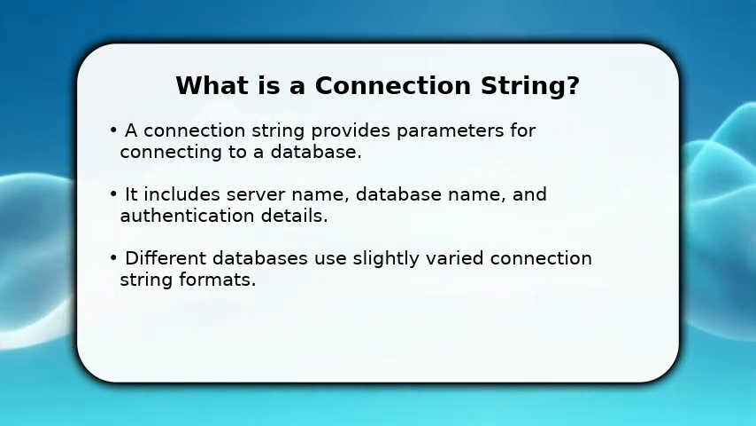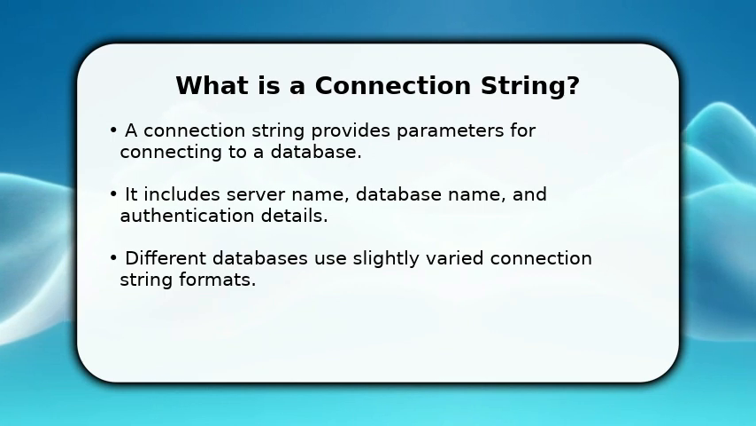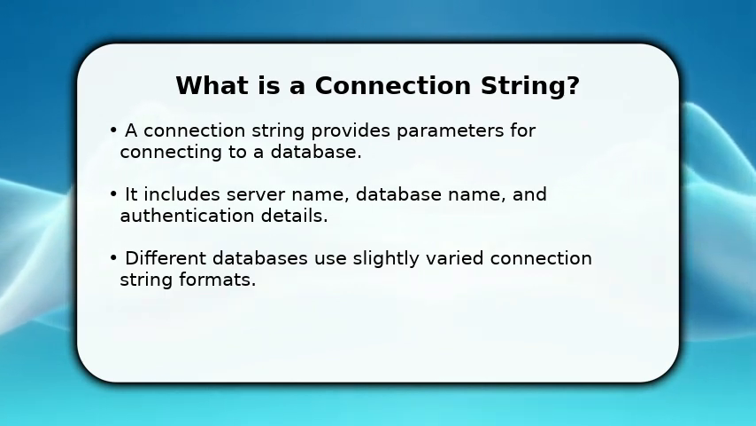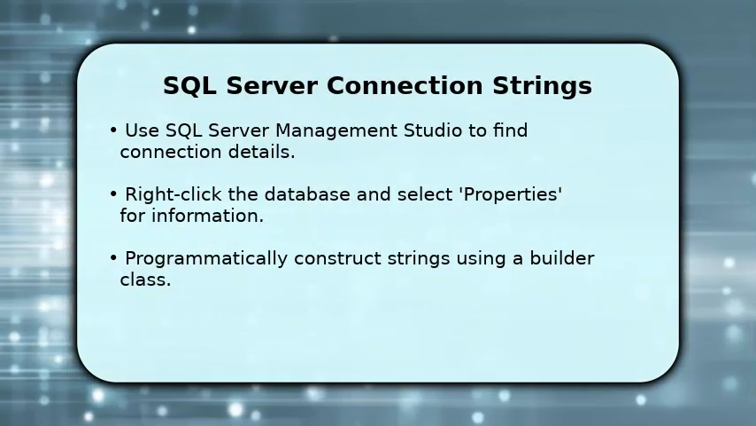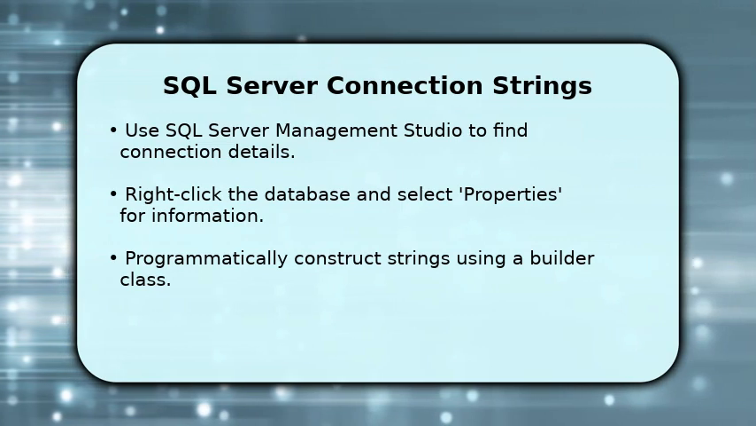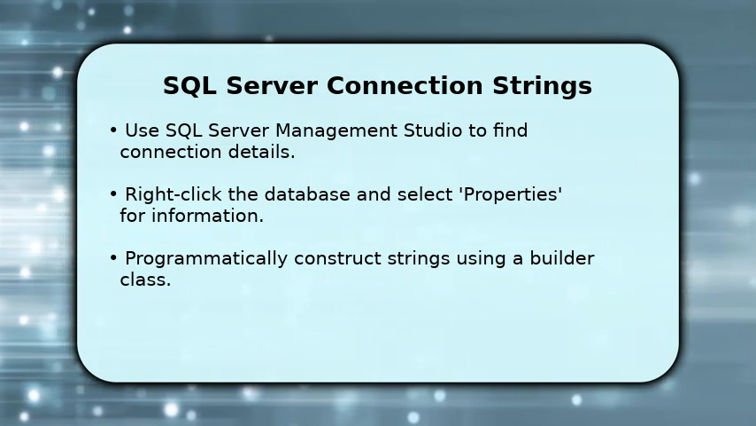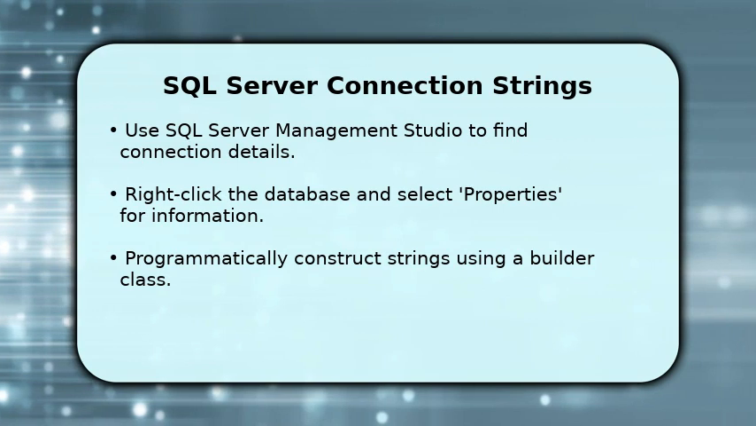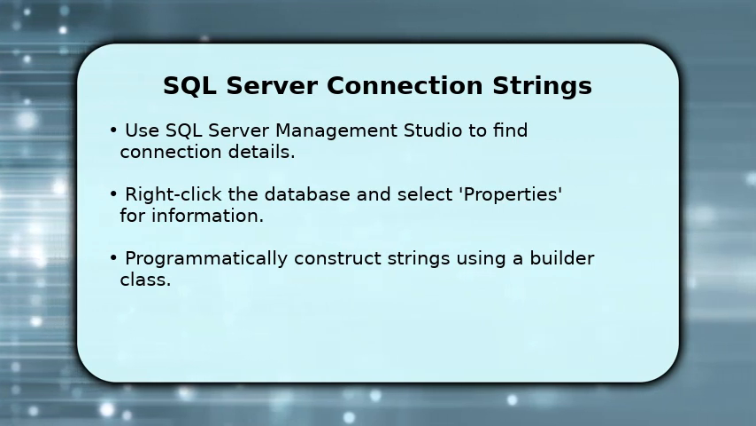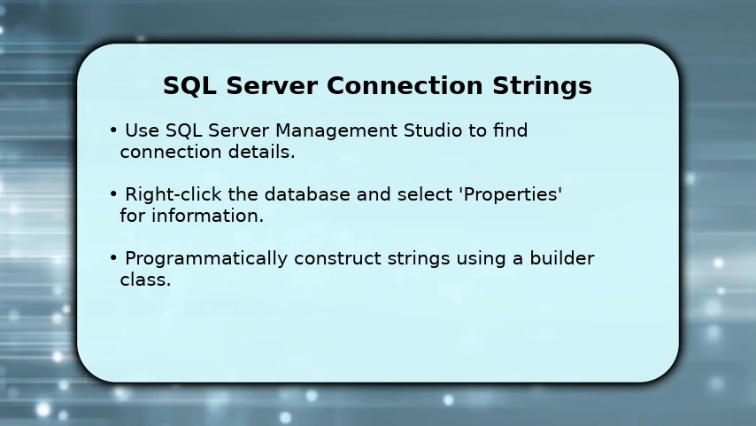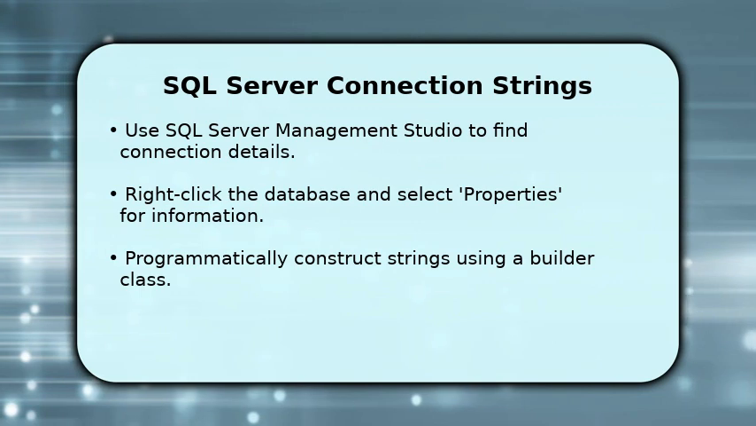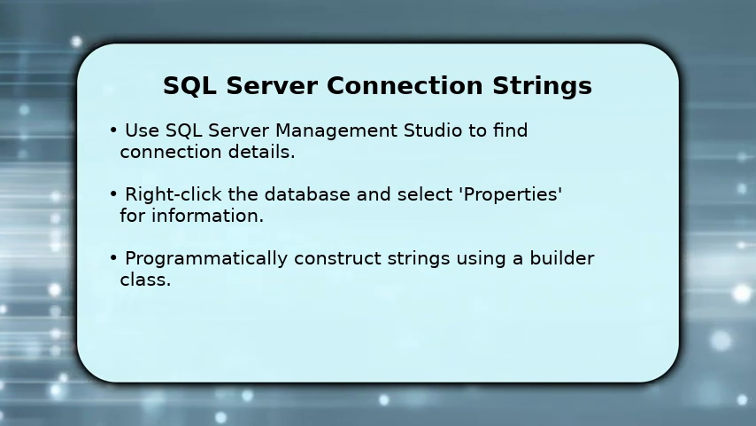While the core purpose remains the same, the exact format can vary a bit depending on the database system you are using. For SQL Server, obtaining a connection string is straightforward. You can often find it within SQL Server Management Studio, or SSMS. Simply connect to your server instance, then right-click on the database in Object Explorer and select Properties. Look for connection properties there.